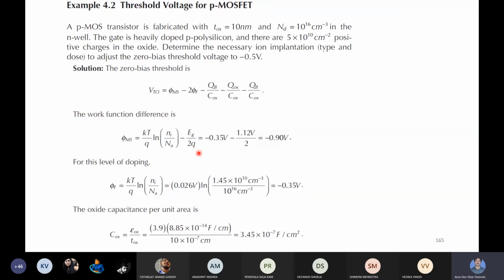Not going into more details, but generally this is what comes for this case. This kT by q ln ni by na generally comes to minus 0.35, and the band gap of silicon is 1.12, divided by 2. So the value of phi ms is minus 0.90 volt. And if you want to calculate the Fermi potential, phi f equals kT by q ln ni by na.